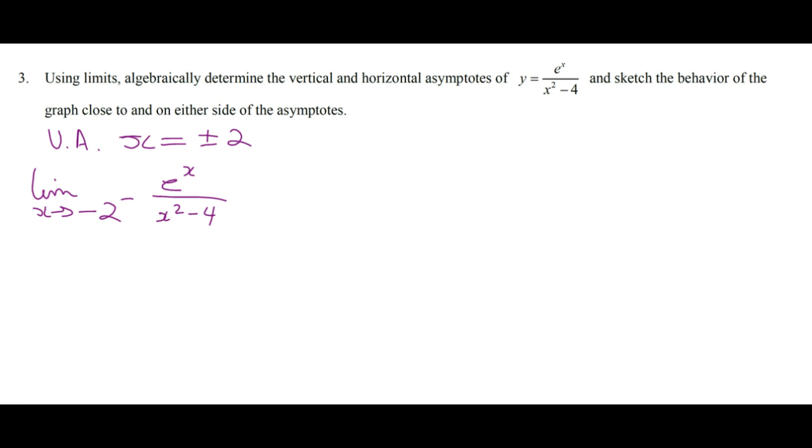We're going to end up with e to the negative 2, which is 1 over e squared. It's just some kind of smallish positive number. But what do we get on the bottom? x squared minus 4.